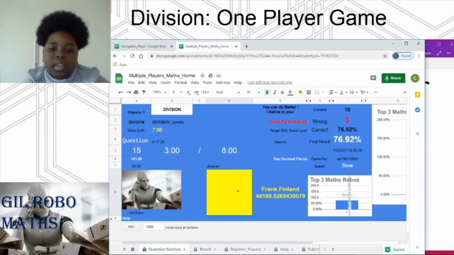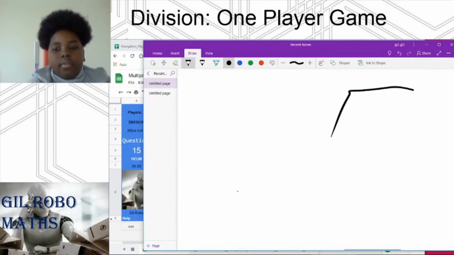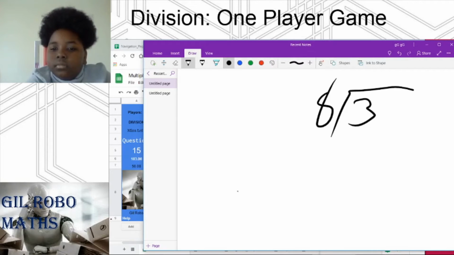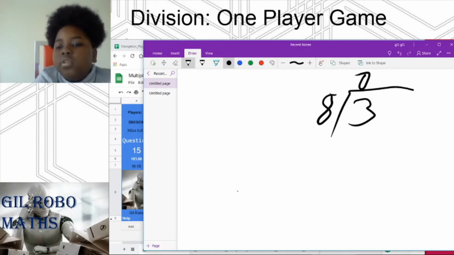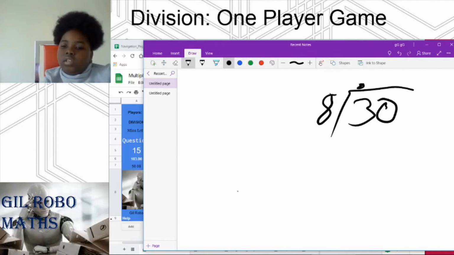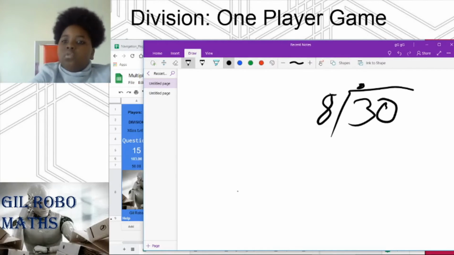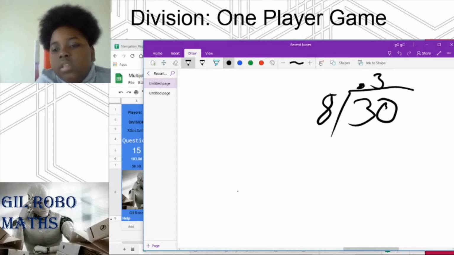Three divided by 8. 8 in 3, it can't go. Put a zero. 8 in 30. Let's see. 8 times 1 is 8. 8 times 2 is 16. 8 times 3 is 24. So 8 times 3 is the closest, and that is 24.